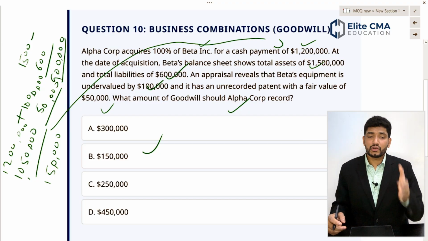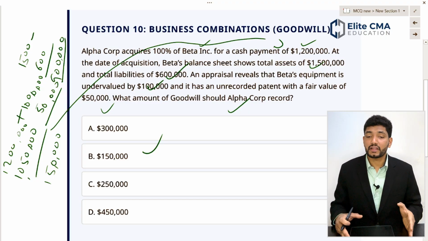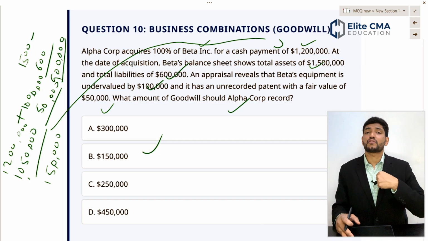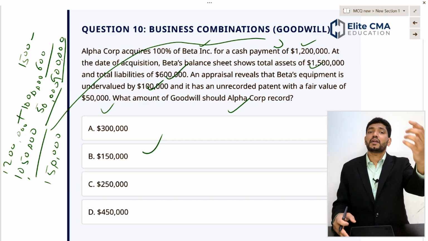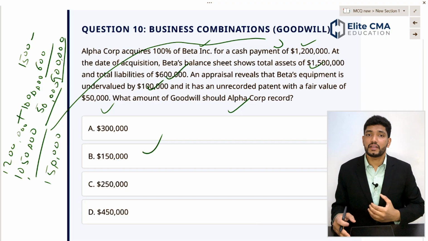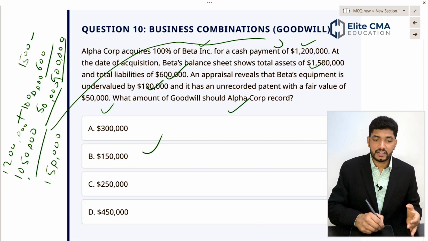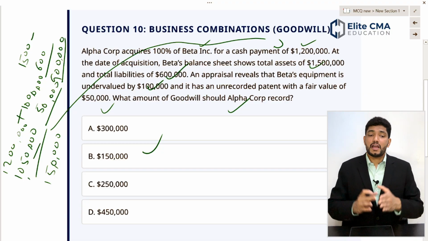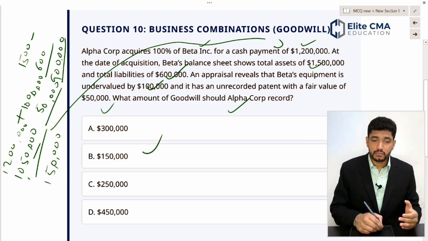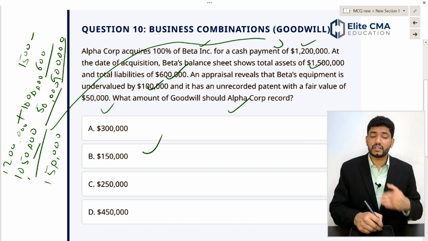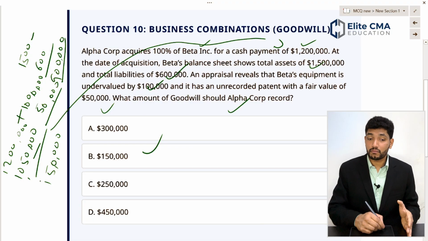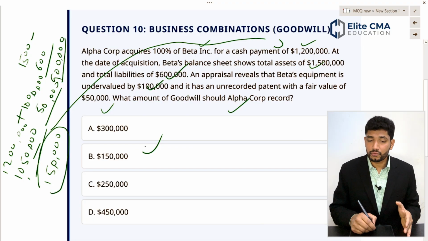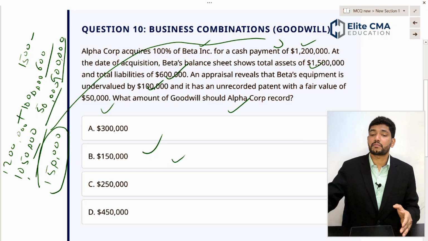How are we going to calculate the goodwill during acquisition? It is the difference between how much we paid minus the net asset value. In this case, the net asset value is 1,050,000 and you paid a total of 1.2 million. This difference, 150,000, is the goodwill value Alpha Corp should record.